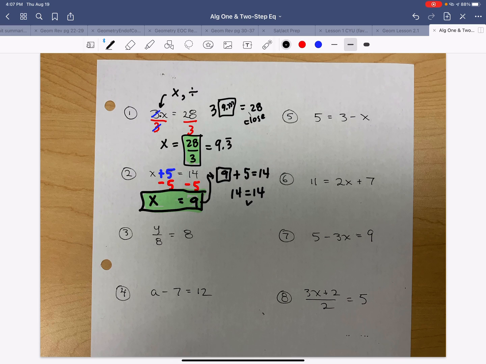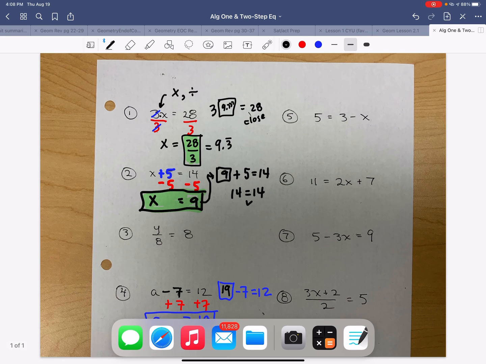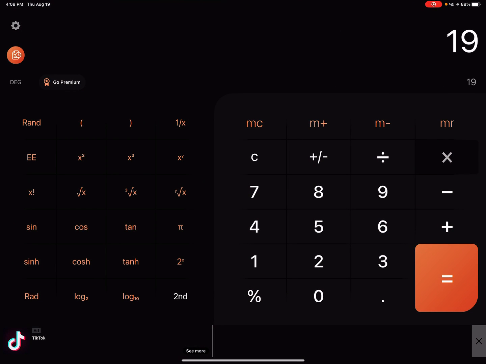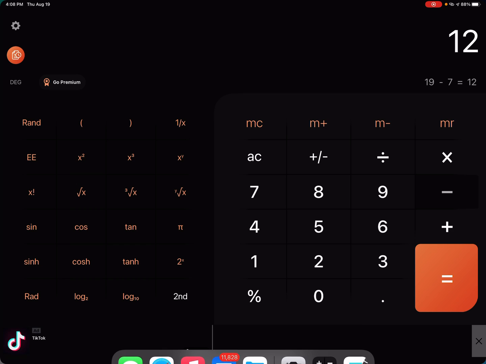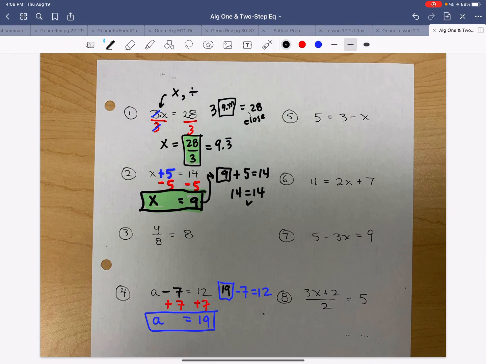Now what's next? Let's see. Well, here we go. We see a subtract 7. So we're going to add 7 on both sides. So we get a is equal to, this would cancel, but 12 plus 7 is 19. Plugging this back in, the mystery number a, take away 7 equals 12. If we plug 19 back in our calculator, 19 minus 7 has to be 12. 19 minus 7 is 12. So I have confirmed it. That's 12, and 12 equals 12.